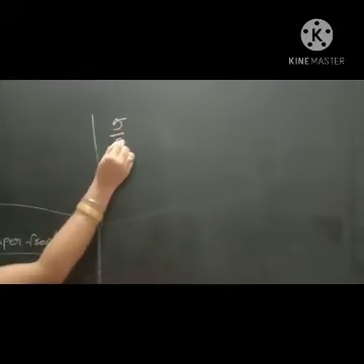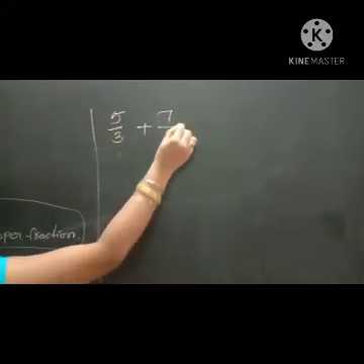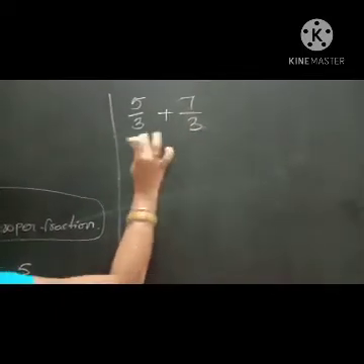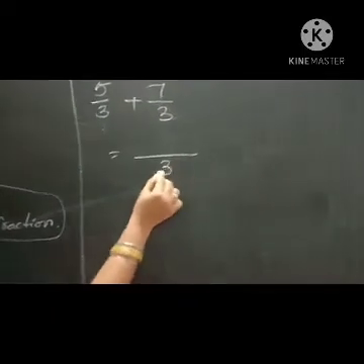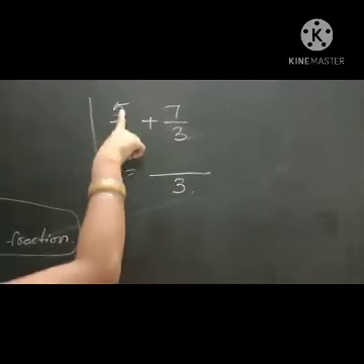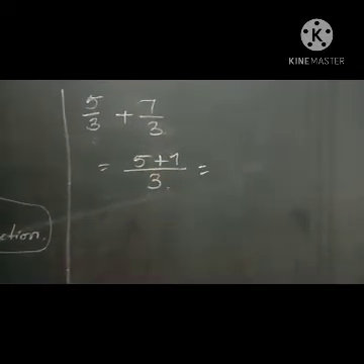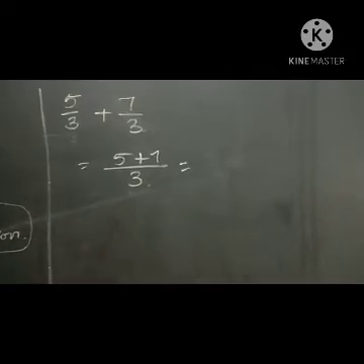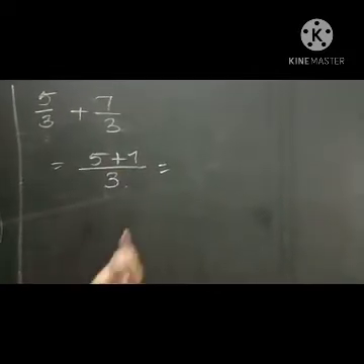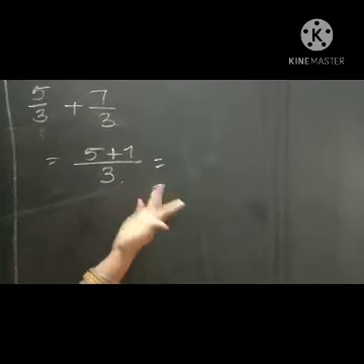5 by 3 plus 7 by 3. Now add these two numbers. The denominator is same. We have to write 5 plus 7. 5 plus 7 equals to how much? 5 plus 7 is equals to how much, children? Yes, 7, 8, 9, 10, 11, 12.